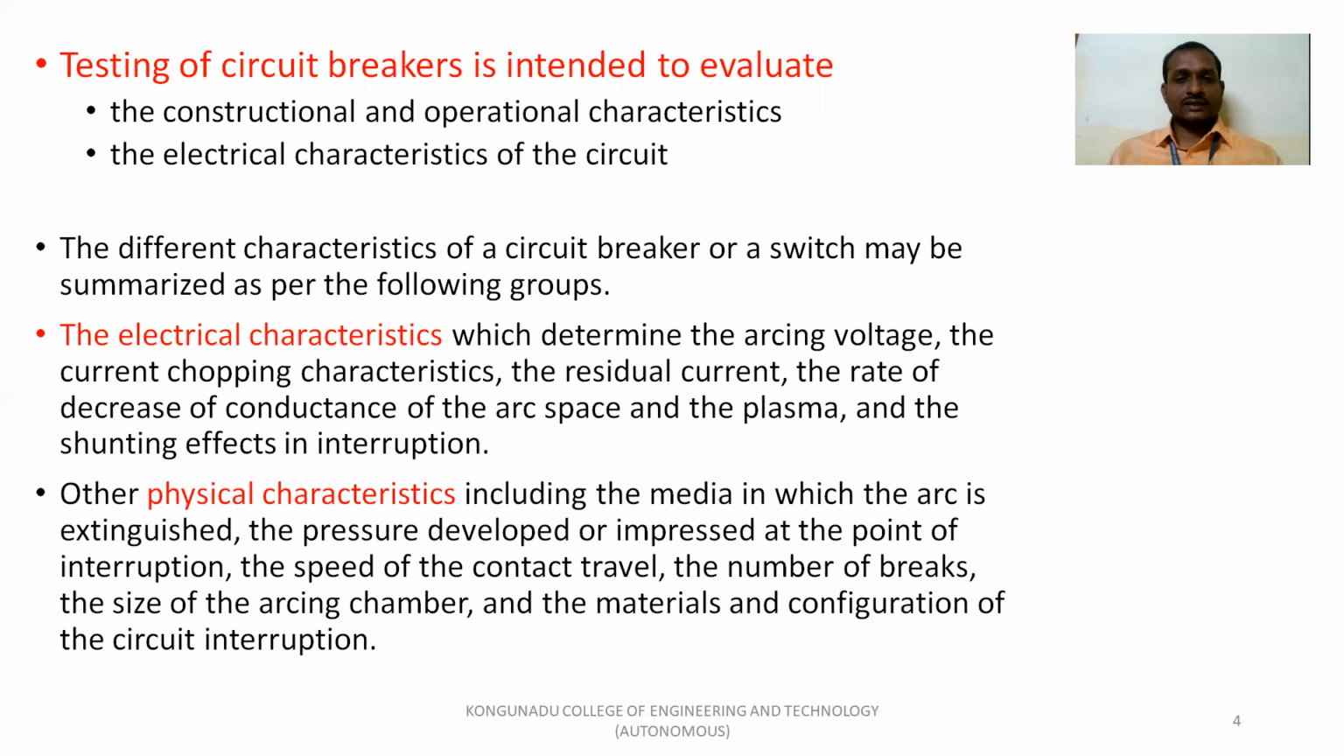Other physical characteristics are the pressure developed at the point of interruption, the speed of the contact travel, the number of breaks, the size of the arcing chamber, and the materials and the configuration of the circuit interruption. So these physical parameters are also determined during short circuit testing of circuit breakers.